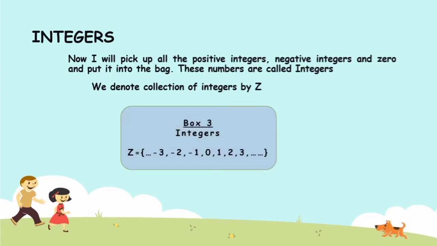Now I'll pick up all the natural numbers, then 0, then all the negative integers, and I'll put them into the bag. Now this collection of numbers is called integers. All the positive integers, negative integers, and 0 are called integers. Usually we denote it by the letter Z. I'll repeat, integers are the whole numbers and negative integers.